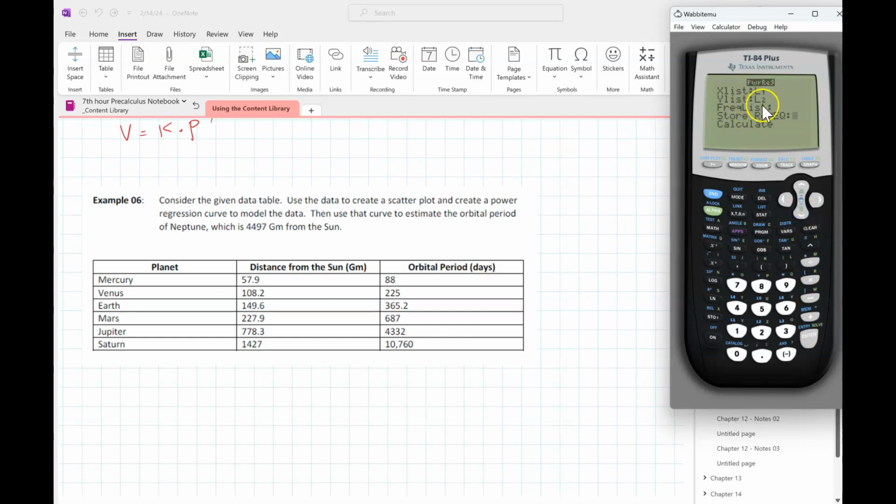I type all my stuff into L1, L2, then I'm going to store this into Y1. How do I get the Y1 there? Yep, then what? Yes. Sounds good. So there's our regression equation. We all should have gotten the same thing because we use the same data. If you press the graph button now, you'll see that it fills that in for us. Look at that nice, beautiful fit there.